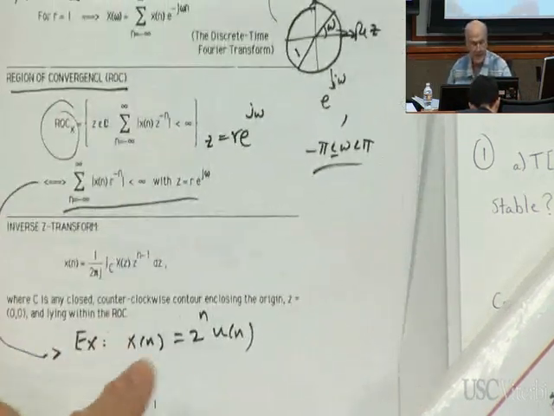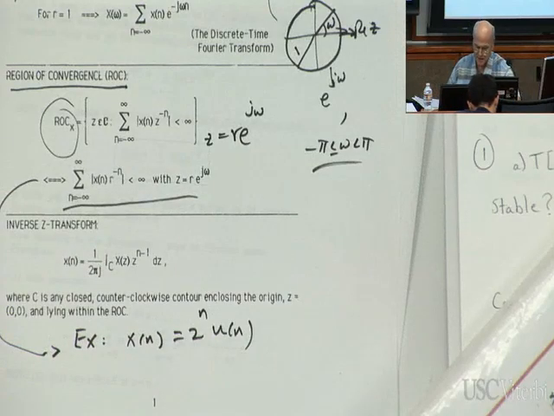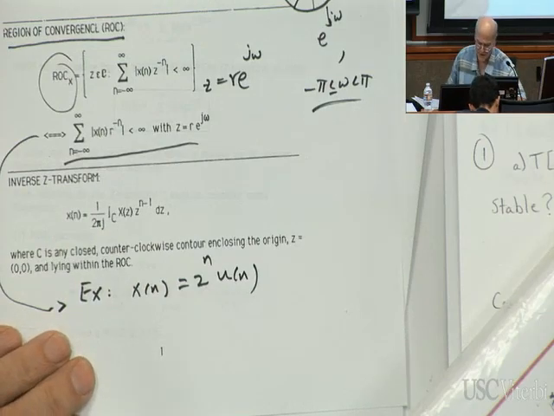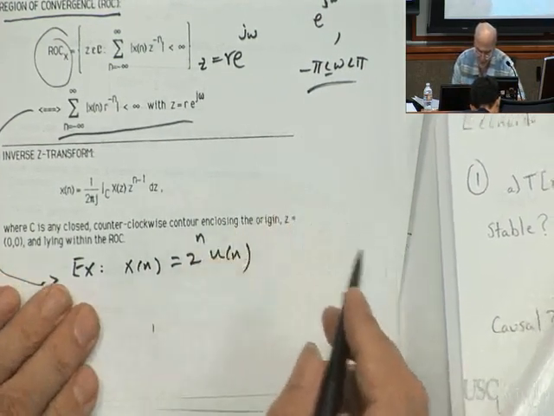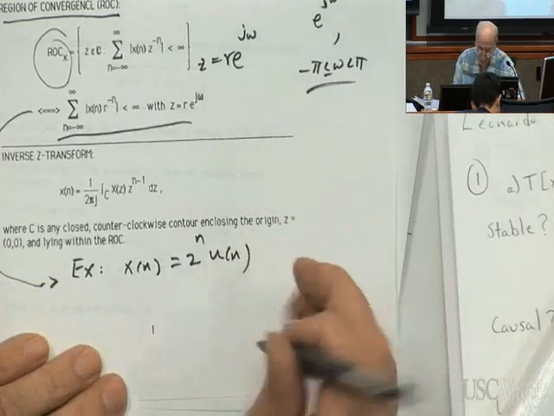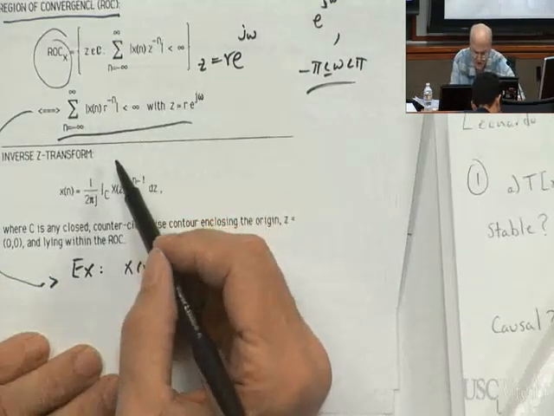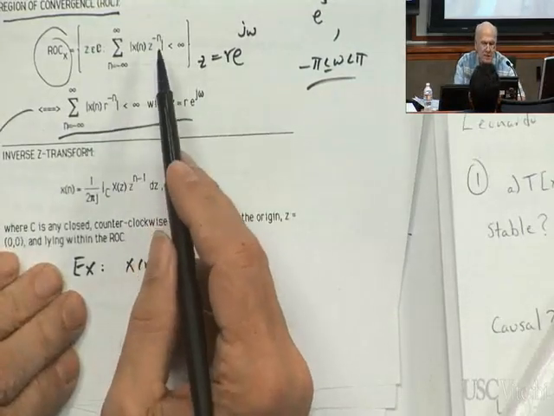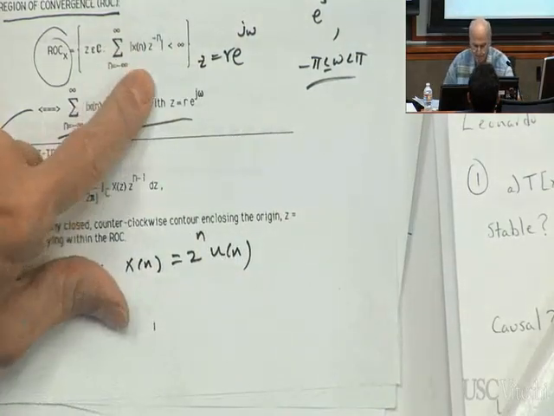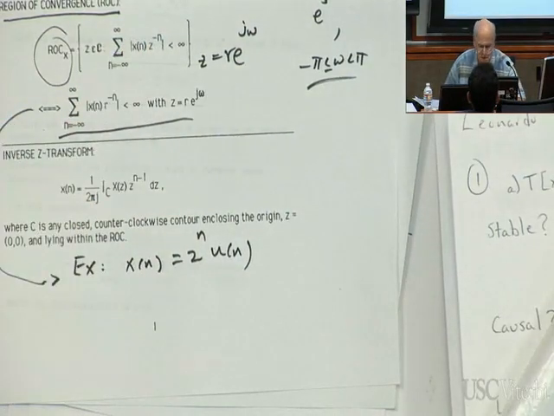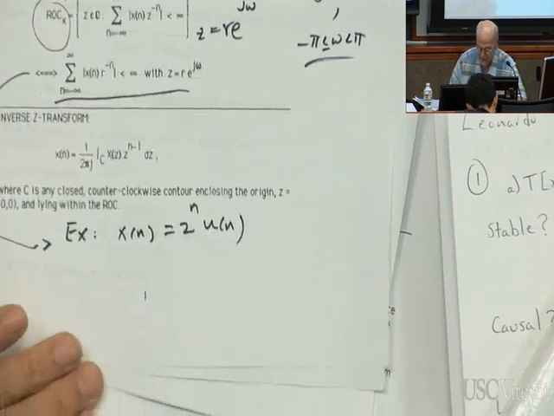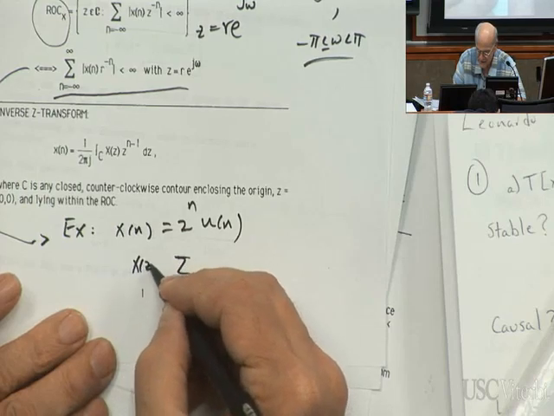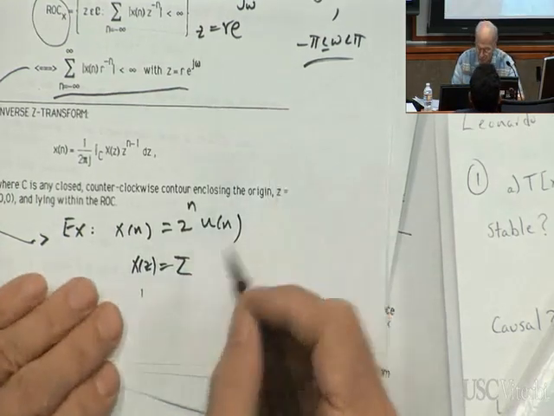Now, what was the DTFT? The DTFT doesn't exist. It doesn't work. But what about the z-transform? Well, the region of convergence is the set of z such that the z-transform converges absolutely. Let's take a look at the summation of x of n times z. So the DTFT, we're done with that. We know that doesn't work.